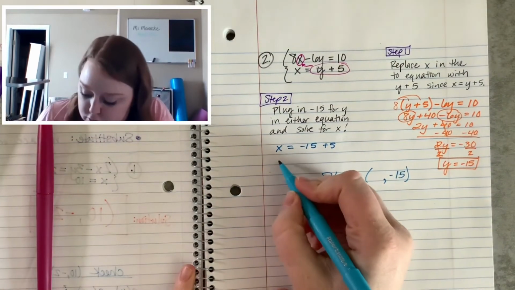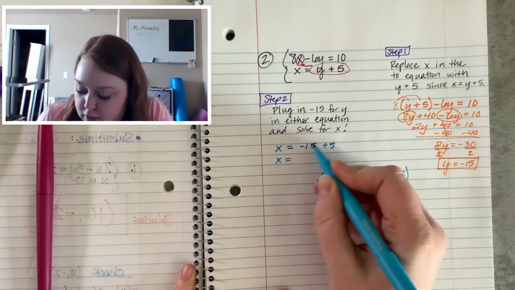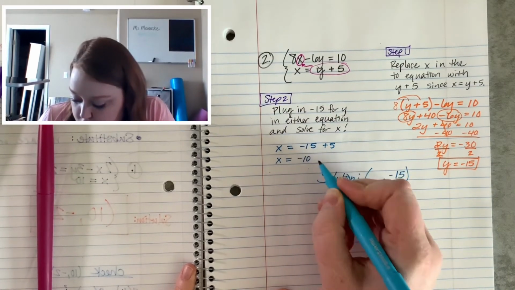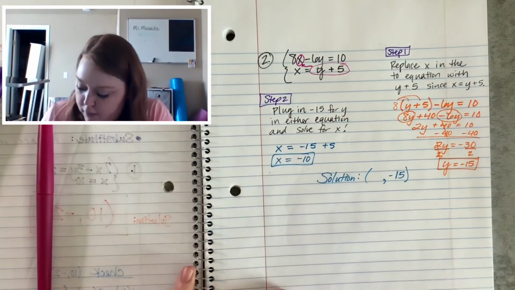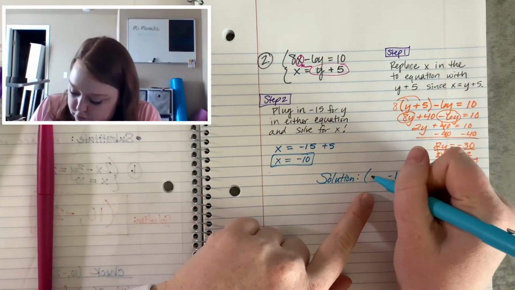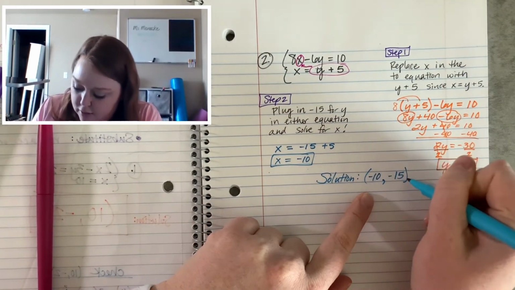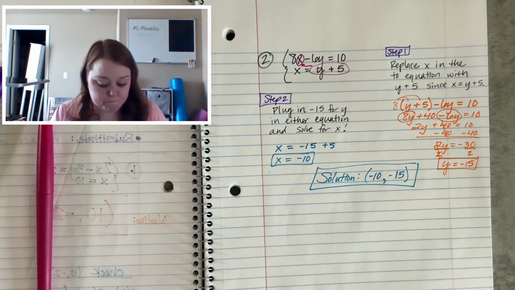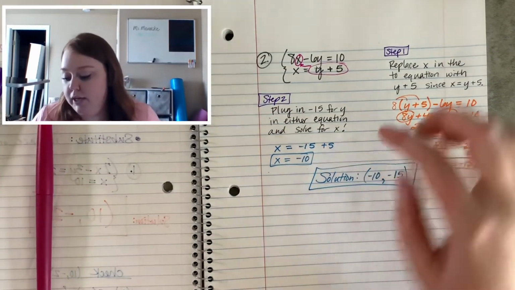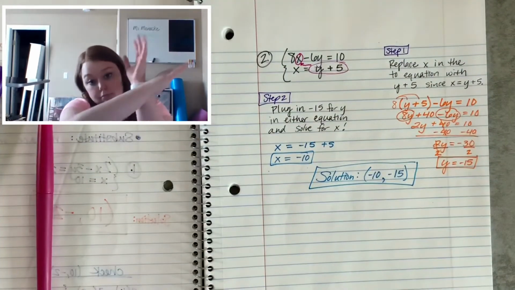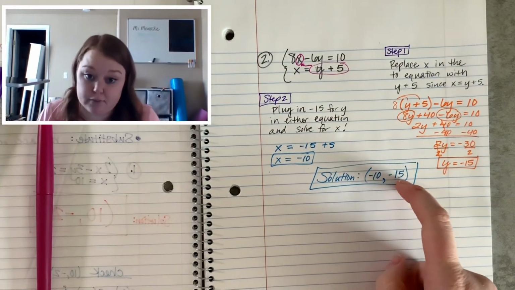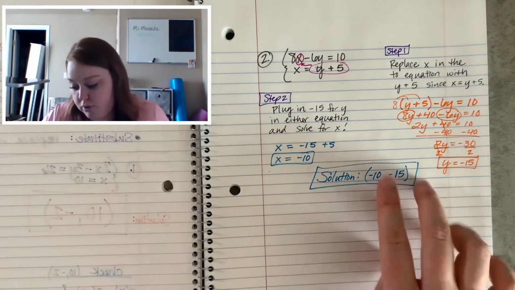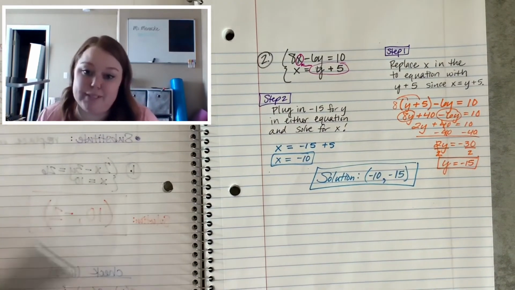And now look at this. This is super easy. x is already by itself. Negative 15 plus 5 is negative 10. So our solution is negative 10 comma negative 15. If you were to graph those points, that would be the intersection point. This is one where it'd be okay to graph. You would get a nice whole number answer, but they don't always end up that way.